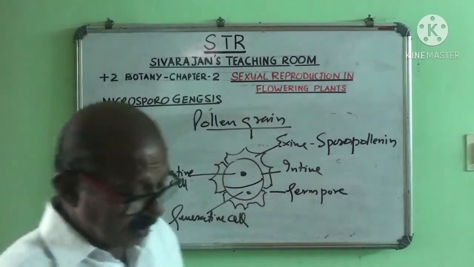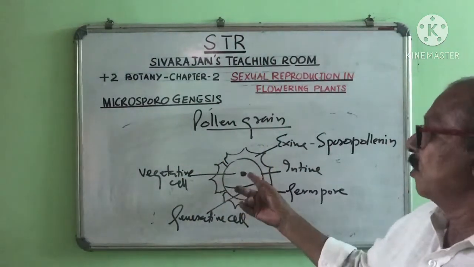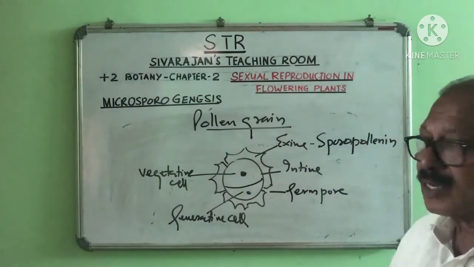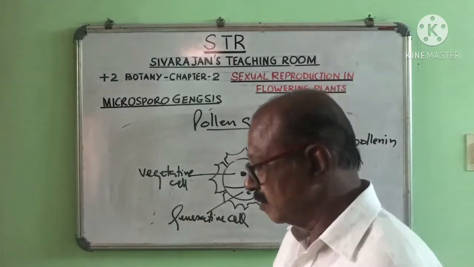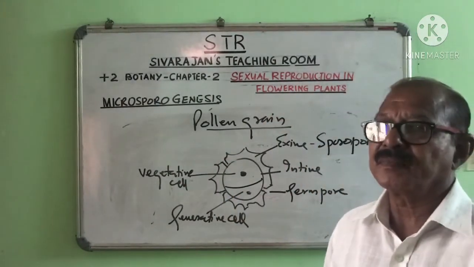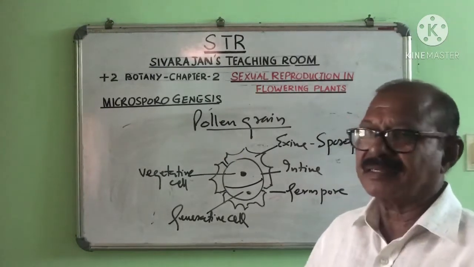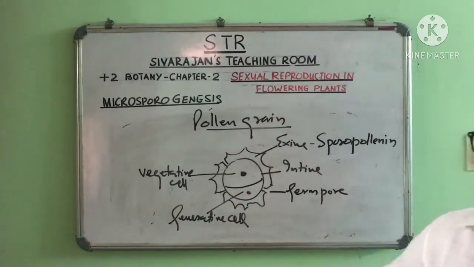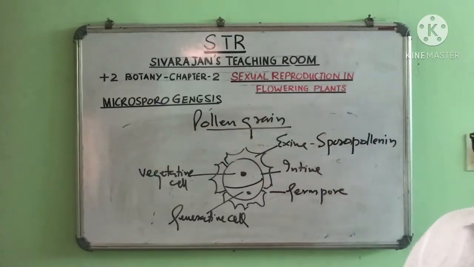Today in this episode we have discussed the formation of pollen grains, that is microsporogenesis, and we have seen the structure of a pollen grain. In the next episode we will see the other details of the pollen grain, the viability of pollen grain, its importance, and things like that. So we are winding up this episode at this point.